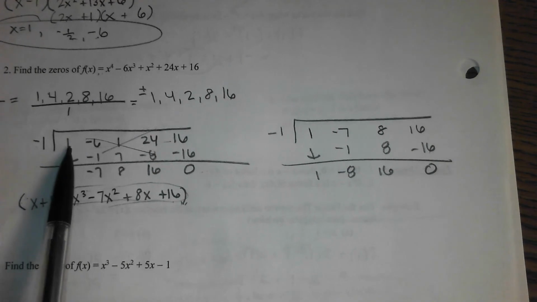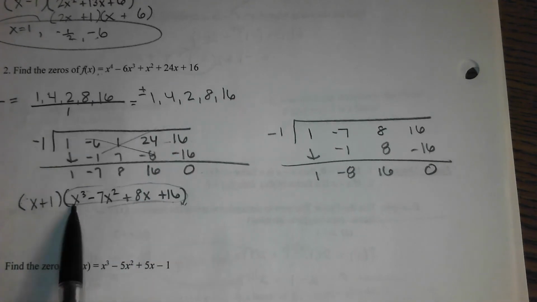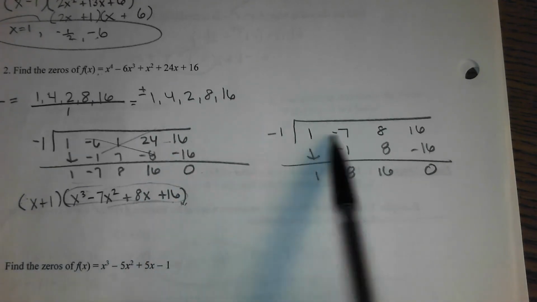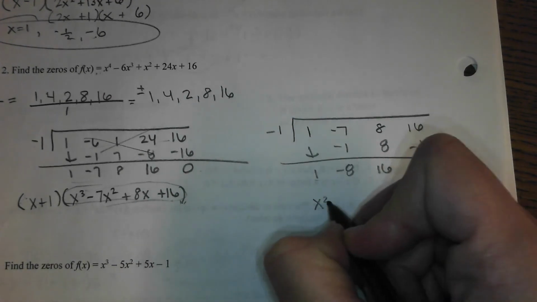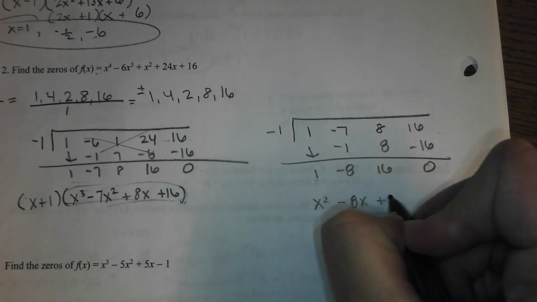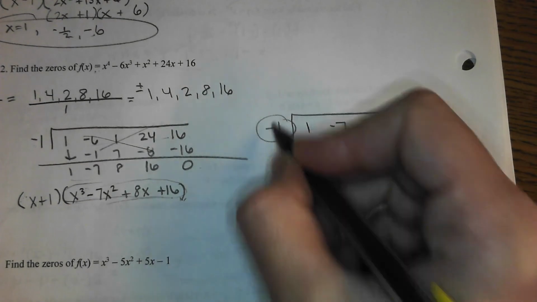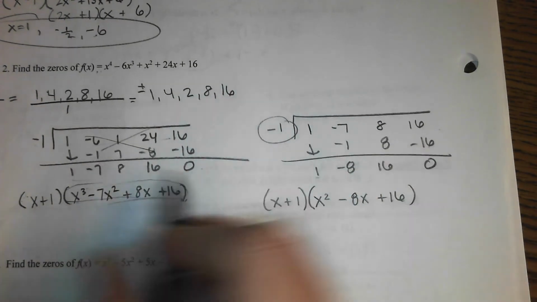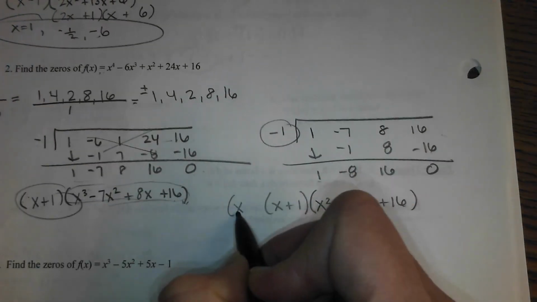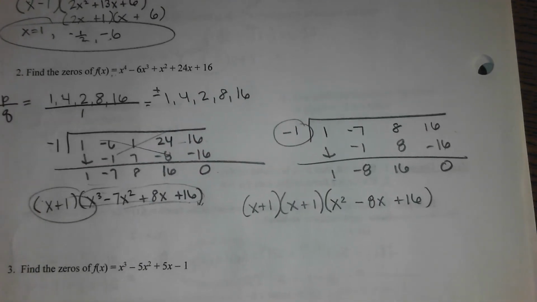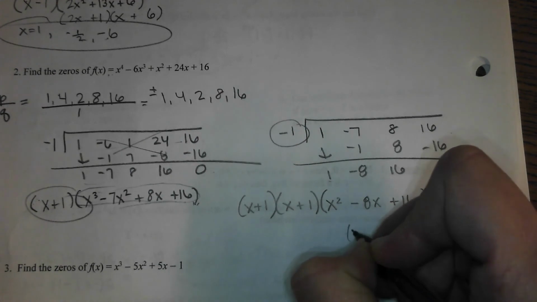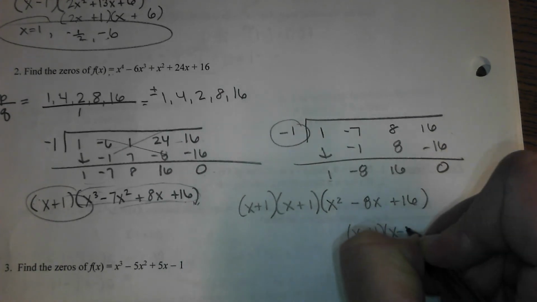So here's where my 4th degree went down to a 3rd degree. And now my 3rd degree is going down to a 2nd degree. So that's going to be x squared minus 8x plus 16. And then I have this x plus 1 plus my original x plus 1. And then that remaining quadratic can be done by hand. That's just x minus 4.